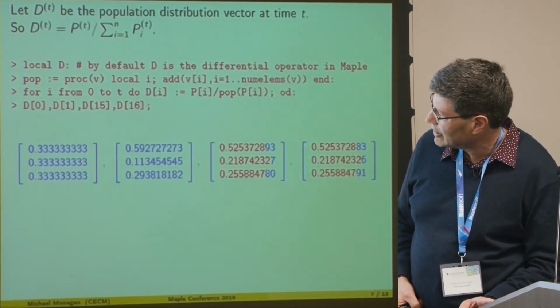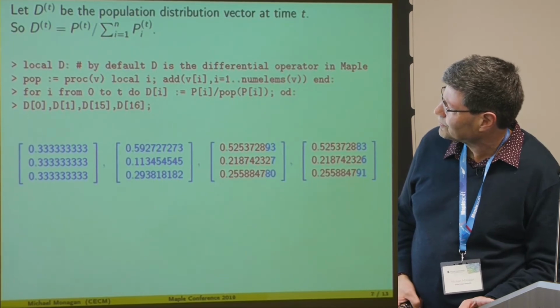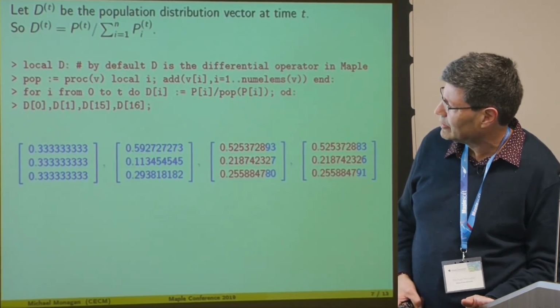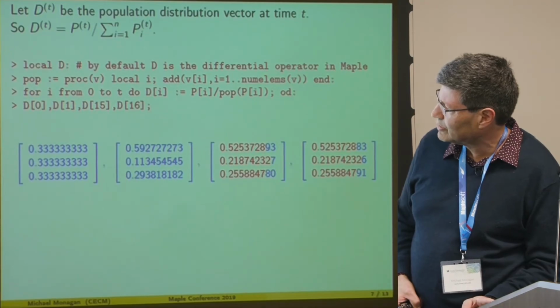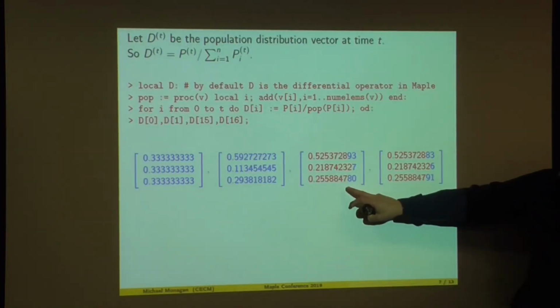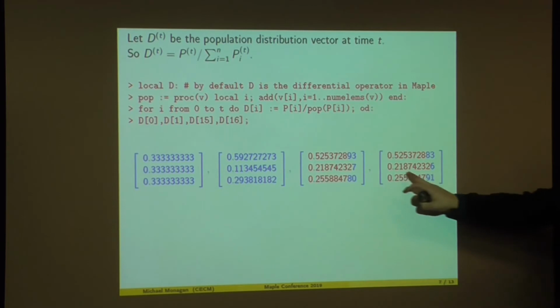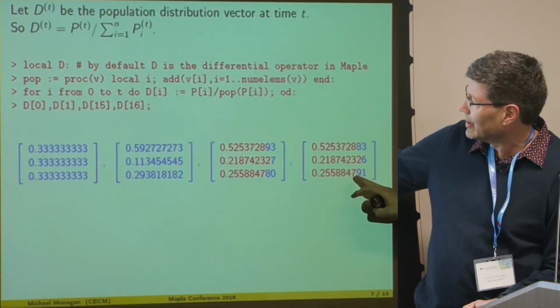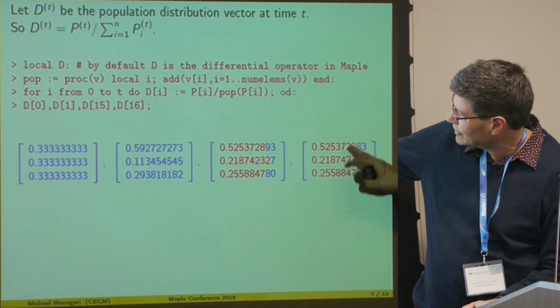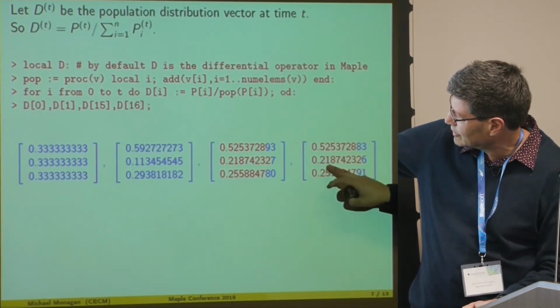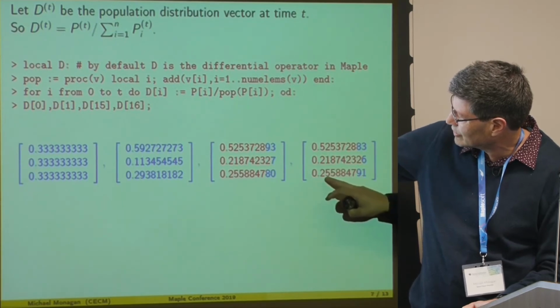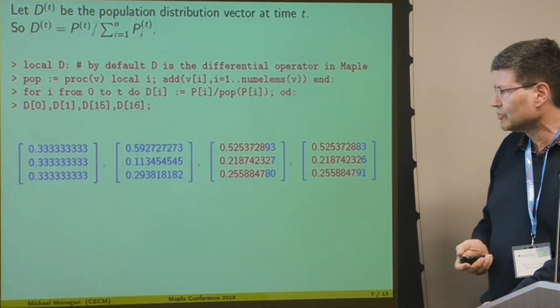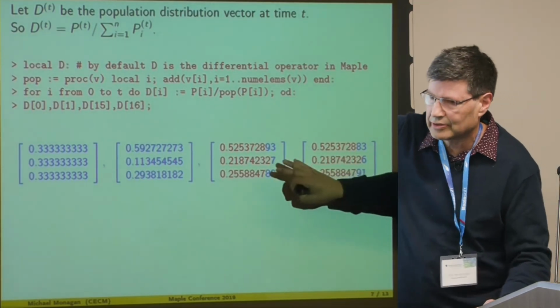And what we notice is that after 16 time steps, the distribution vector has converged. This is at 15 time steps, this is at 16 time steps, and it's converged to about 7 decimal places, which is a lot. So it's converged to these distributions. That's 52%, almost 22%, just over 25%. And the observation is that this is an eigenvector.